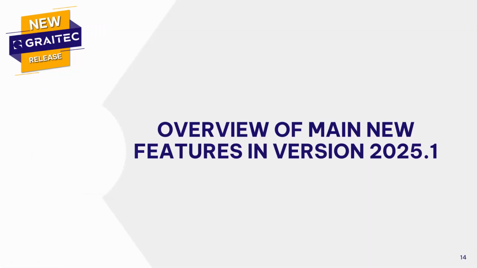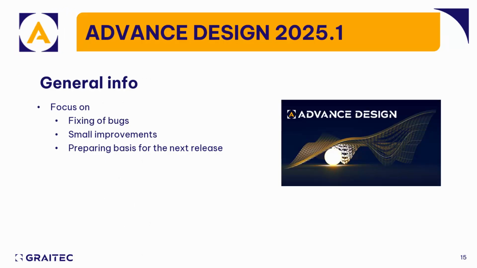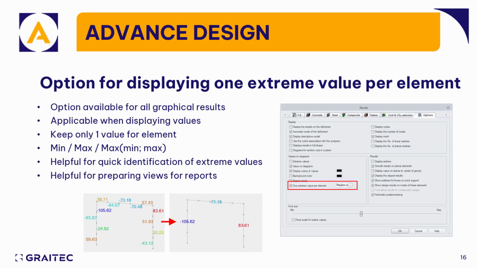So that was an overview or recap of what we added in the 2025 version. And now let's look at some of the features that we have in 2025.1. Just to give you a general overview, the focus of 2025.1 was mostly on fixing some bugs, some small improvements, and basically preparing the basis for the next release, which will have very important features that we are preparing the basis for right now in Advanced Design.